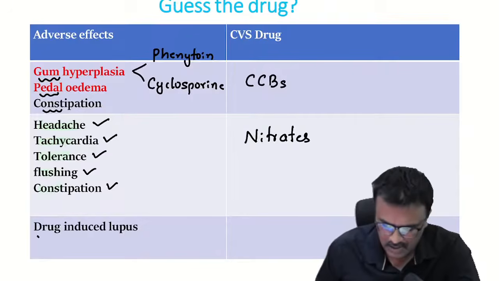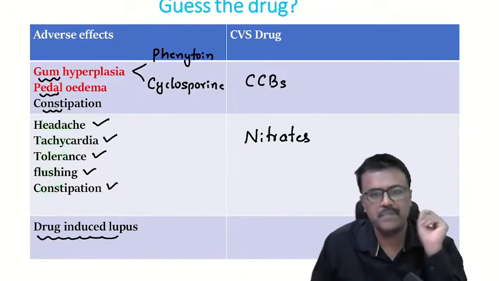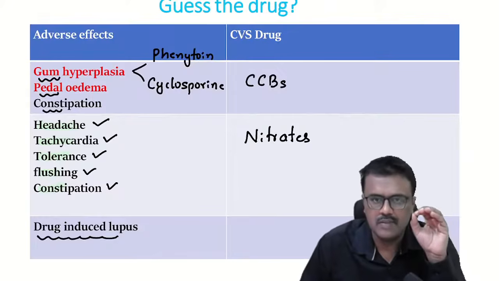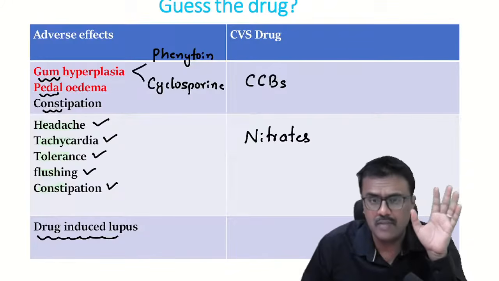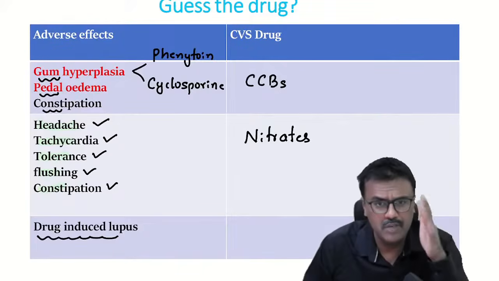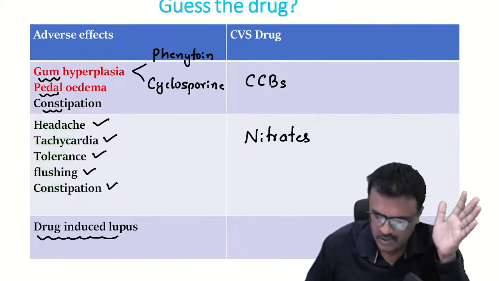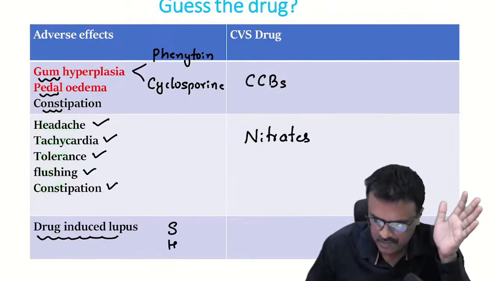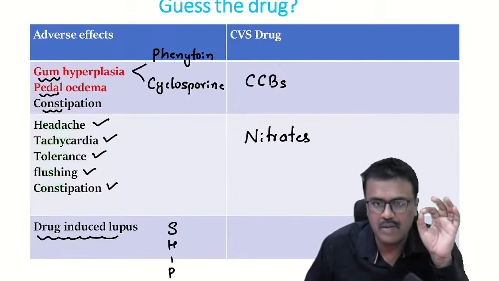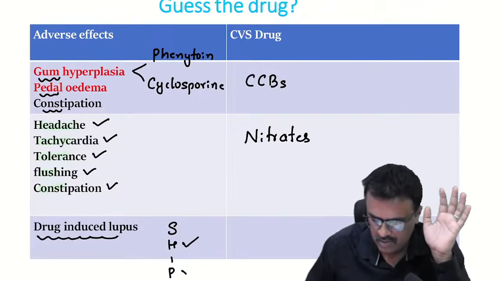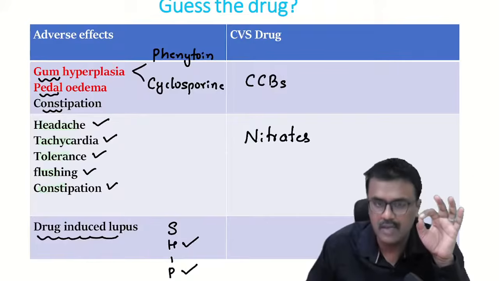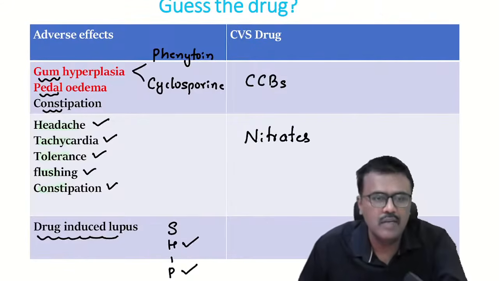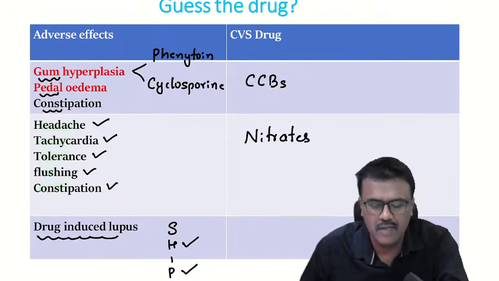Now this is a classical question: drug-induced lupus. When we give these types of drugs, the patient will develop SLE-like symptoms like malar rash, joint pain, and positive antinuclear antibodies, but when you stop the drug, it is gone. The drugs which cause that are the SHIP drugs: sulfonamide, hydralazine, isoniazid, procainamide. Most commonly it is seen with two important drugs, H for hydralazine and P for procainamide. That is about the adverse effects which can be asked in your NEET PG exams.